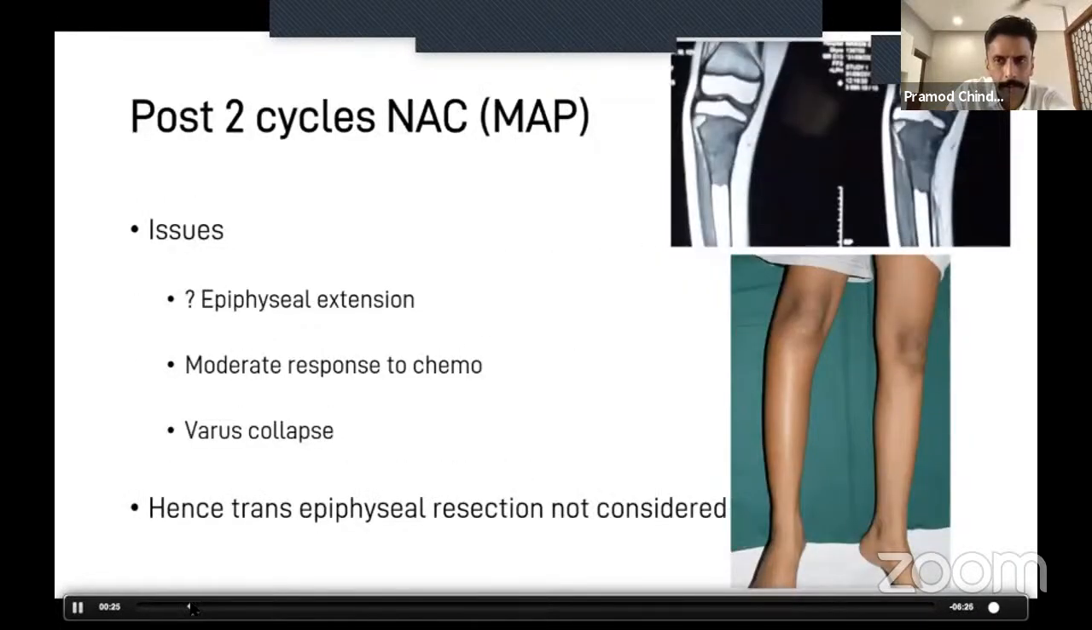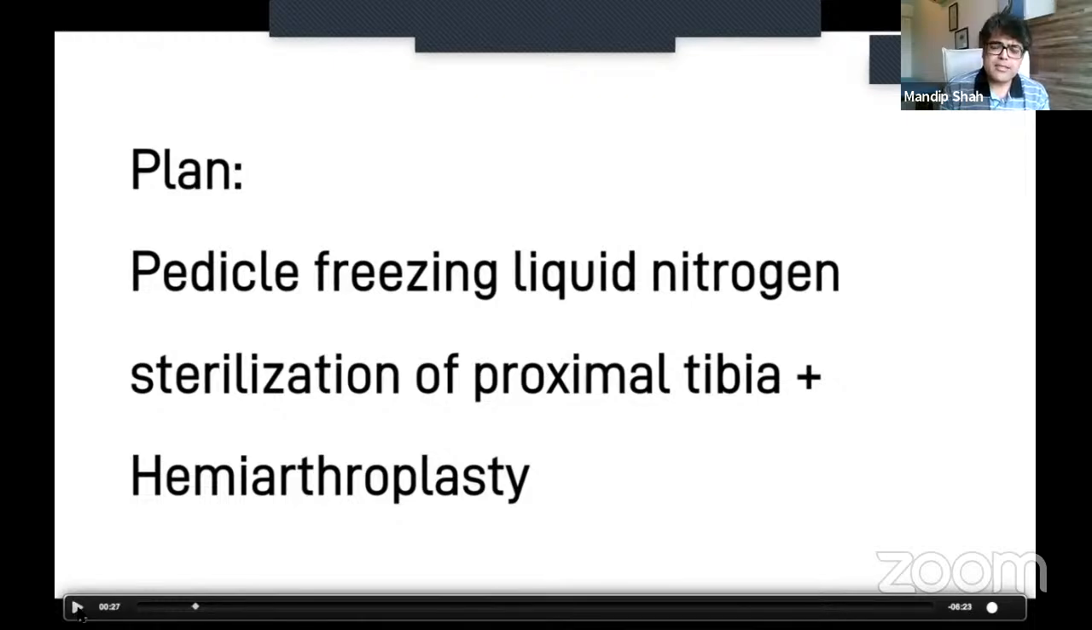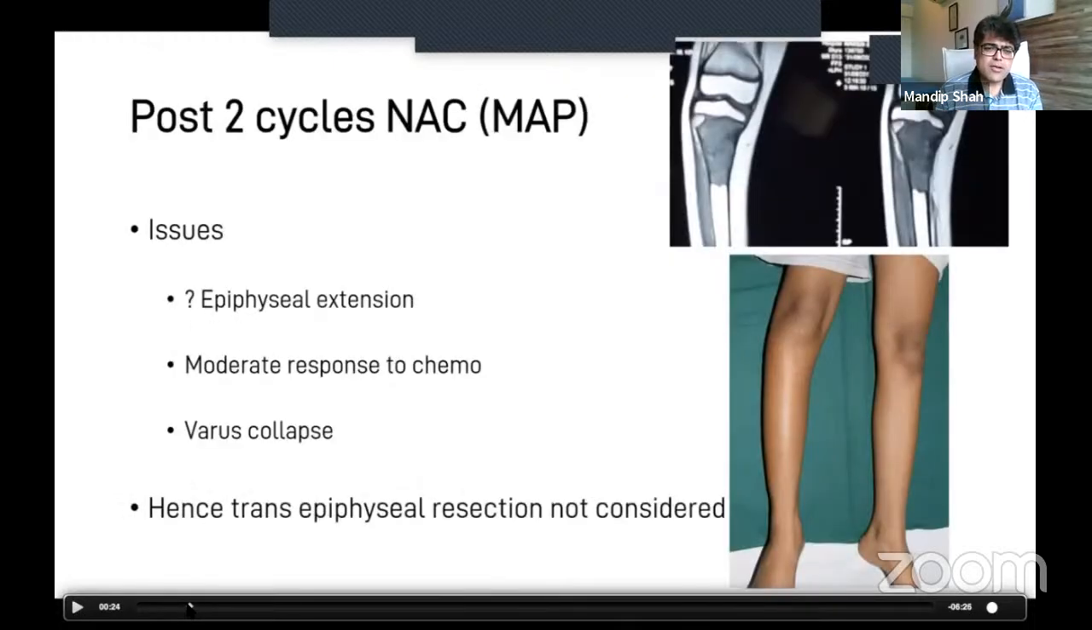Yeah, exactly. You want me to process this? No, let us just discuss it out. Correct. So he's 10 years old and he's quite short, as I understand. So you are looking at a significant limb length discrepancy with a standard prosthesis. Yeah, absolutely.